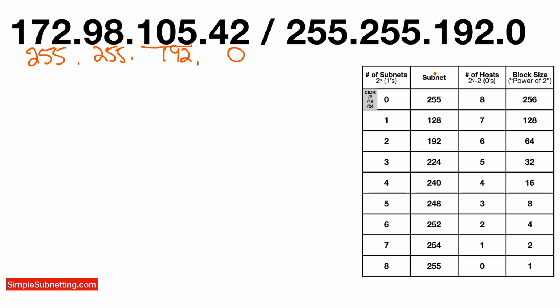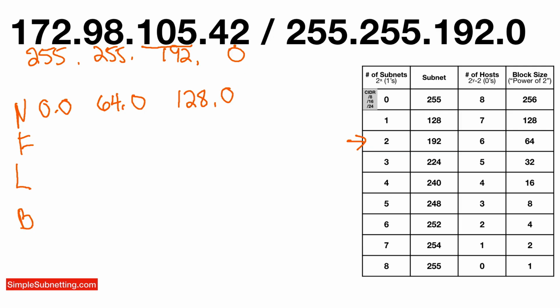Next, we need to find our subnetting row, which is on the chart. So 192, we just find the subnet mask. So this one has everything we need to solve the question. Okay, and then the block size is 64. Before we start writing the block size, let's label it. N for network, F for first, L for last, and B for broadcast. All right, and we'll start counting in blocks of 64. So that would be 0.0, 64.0, 128.0. Okay, we can stop.